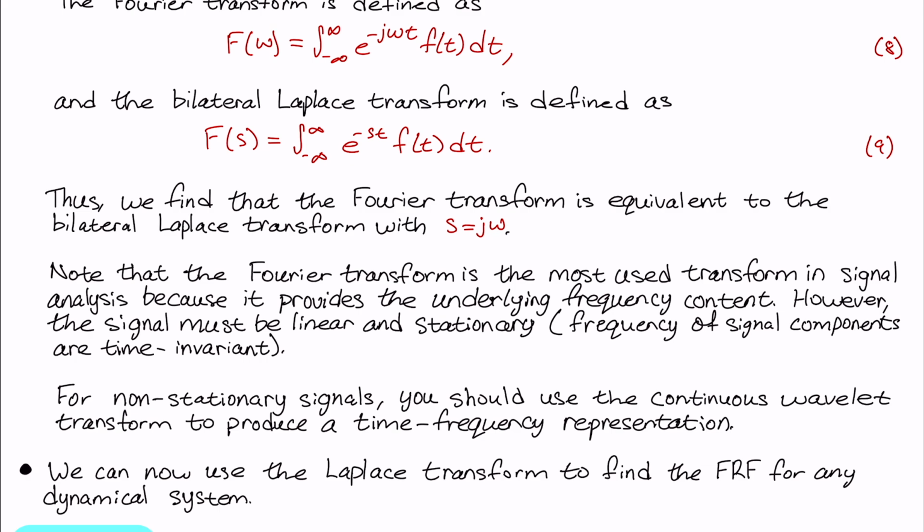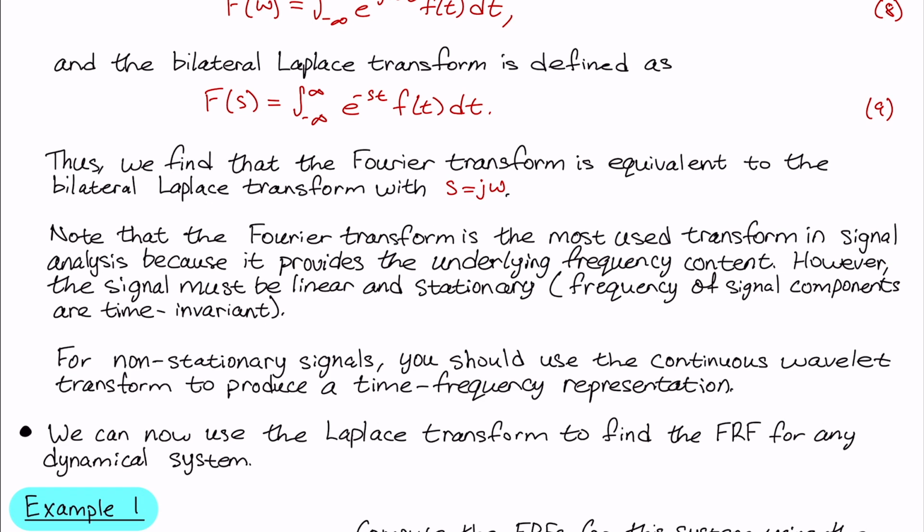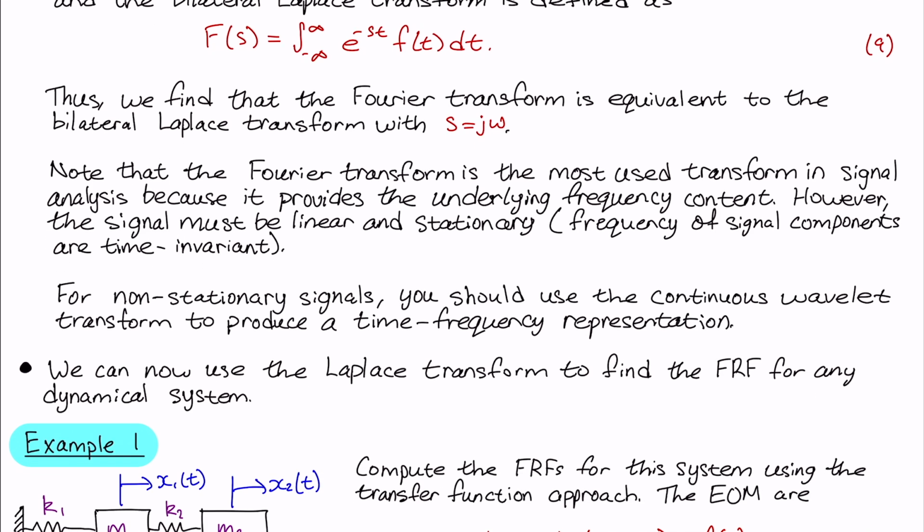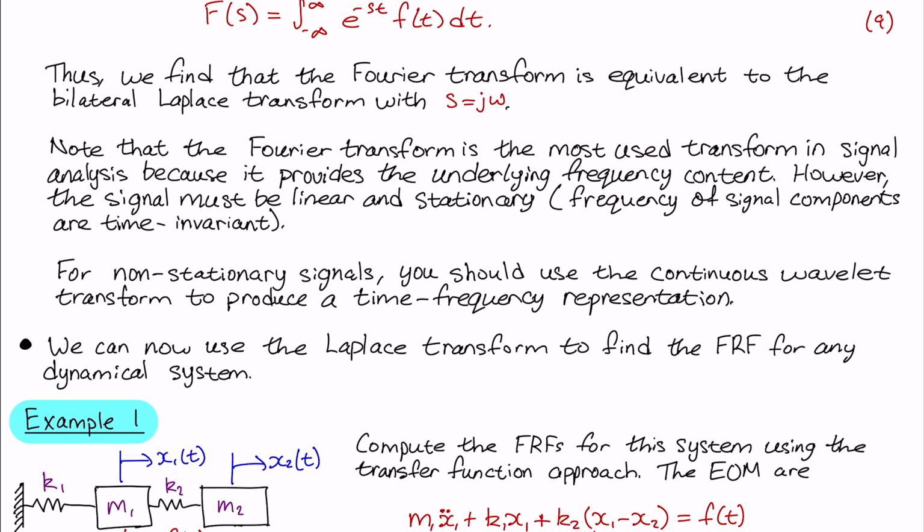If you have what we call a non-stationary signal, you should be using some other type of transform, such as the continuous wavelet transform, a Gabor transform, or something like that. Generally, we use the continuous wavelet transform. And this will give you a time-frequency representation, so you can study how the frequencies of those components change with time. That's just a little side note, a little aside section.